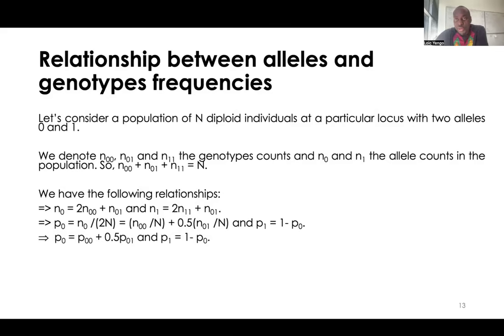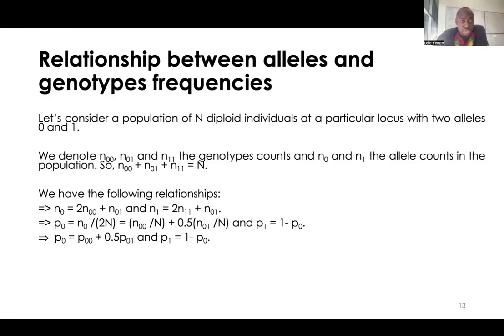So what have we learned here? We've introduced some notation, but we've learned that there is a natural relationship between genotype frequencies and allele frequencies: if you know the genotype frequencies, you can predict the allele frequencies deterministically. There is a simple relationship, which is shown here.